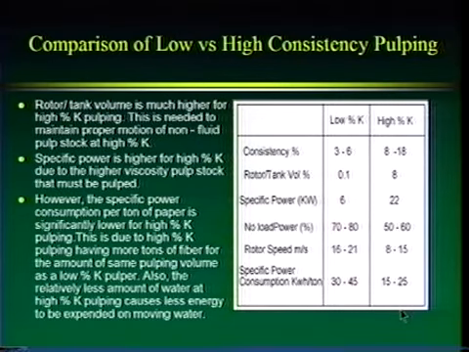So what's going on there? What's happening is, even though it takes more power to run the high consistency pulper, you have much, much more fiber in the pulper at one given time. So if you divide things by the tons of paper that you're pulping, it actually turns out that it takes less energy or work for the high consistency pulper to pulp a ton of recovered paper than it does the low consistency. So that's an important point: on a per ton of recovered paper pulped basis, the high consistency pulpers are more energy efficient.